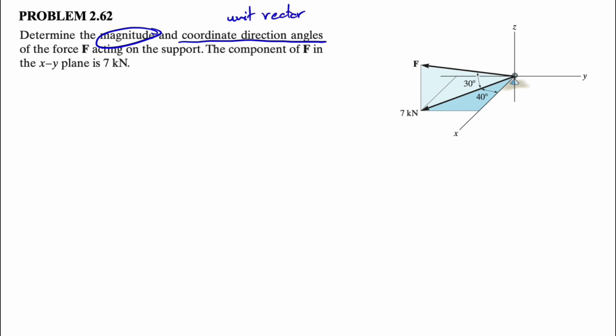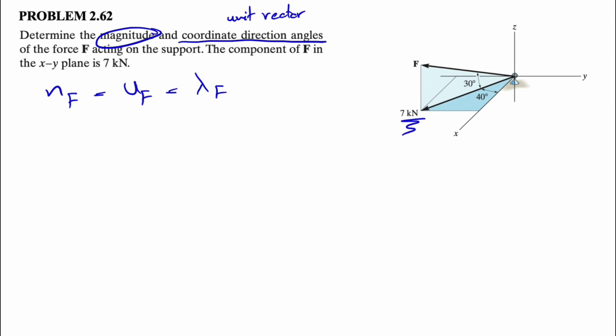We know the component of F in the XY plane is 7 kilonewton, which is what we can see in the figure. So let's start with the coordinate direction angles, or the unit vector. We can show it with nF, with uF, and also with lambda F. These are all common. We can just go with uF.